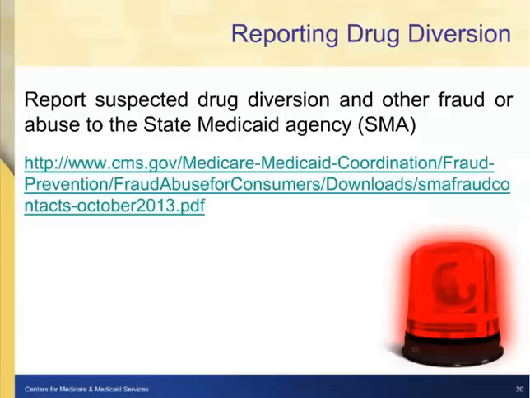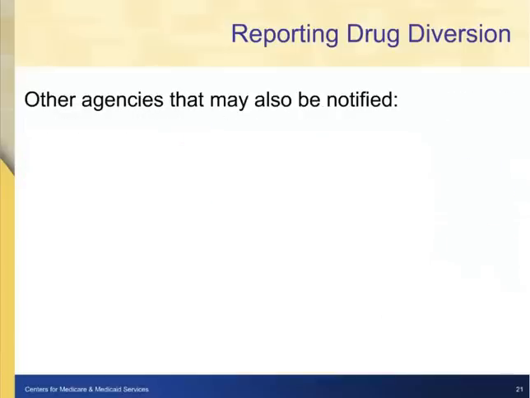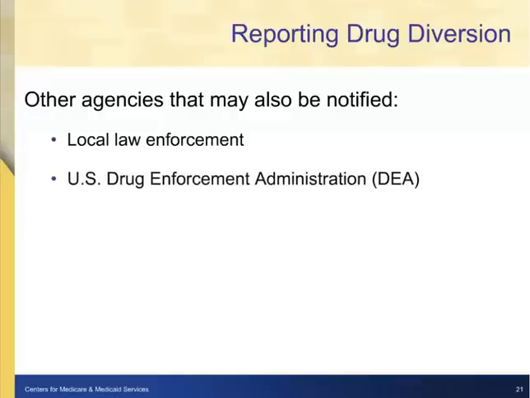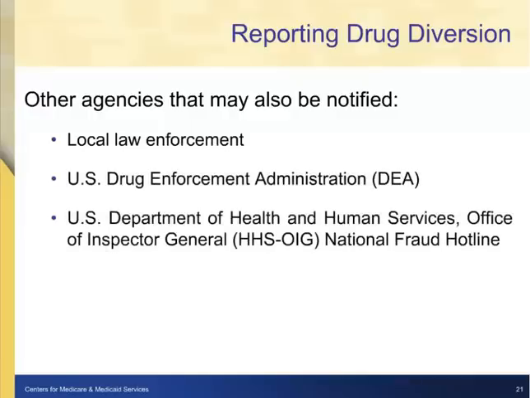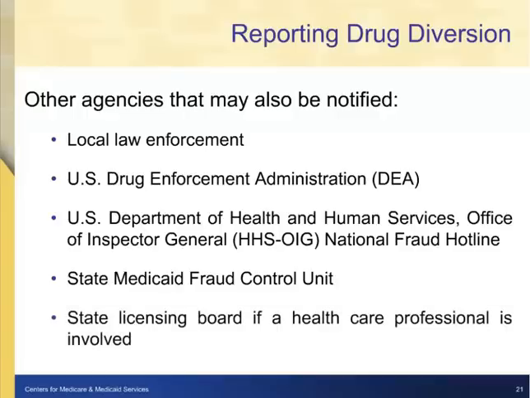If you do not have contact information for your SMA on hand, visit the Centers for Medicare and Medicaid Services, CMS, website to find information on how to report fraud in most states. This link provides telephone numbers and website addresses for reporting suspected fraud and abuse to SMAs and Medicaid fraud control units. Depending on the circumstances, other agencies may also be involved in reporting drug diversion and fraudulent activities. These agencies include a local fraud alert network, the DEA, Health and Human Services OIG, the State Medicaid Fraud Control Unit, and the State Licensing Board if a healthcare professional is involved.